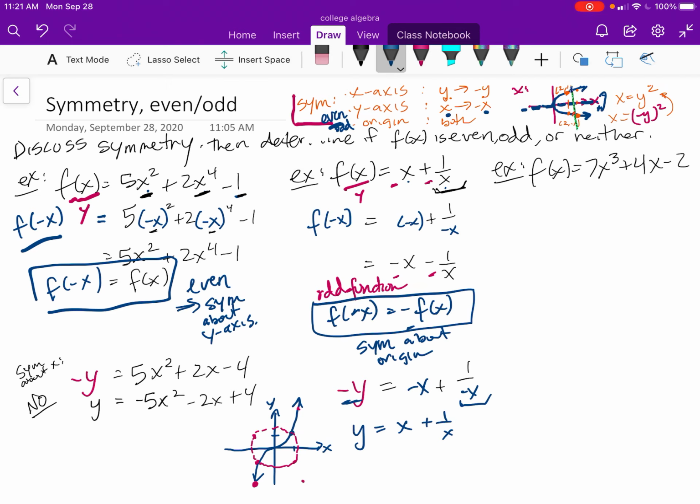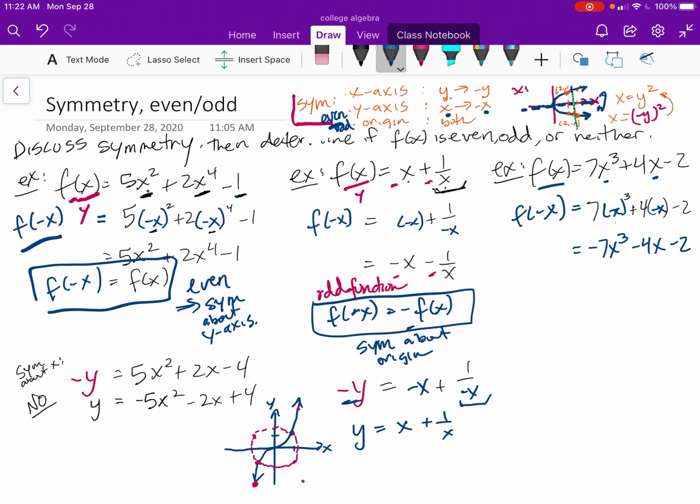All right, let's look at one more example. Again, because we have a function here, I'm going to use the f of negative x test. I'm just going to do it the short way. Instead of plugging in negative y, negative x, and then both, let's just start with this. So here would be a negative x, and here would be a negative x. So we have 7 times negative x to the third plus 4 times negative x, subtract 2. Well, negative to the third is a negative, so we'd get negative 7x to the third. 4 times negative x is negative 4x, subtract 2.